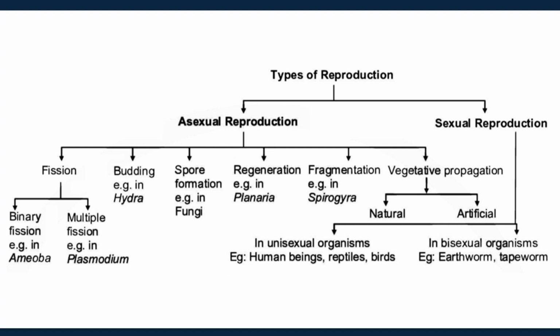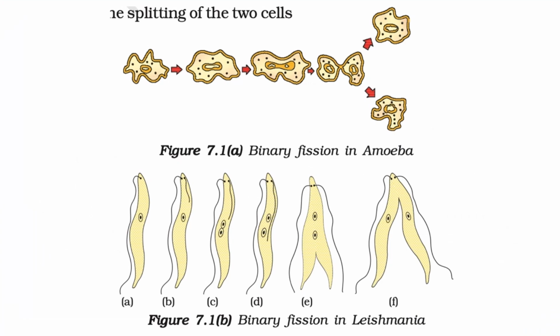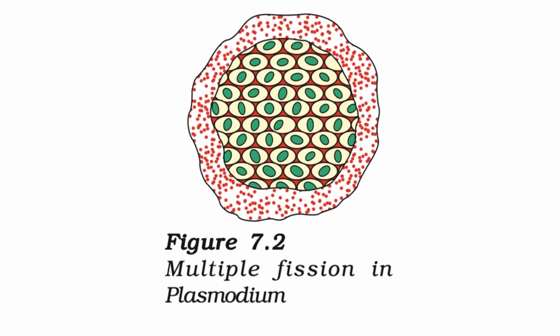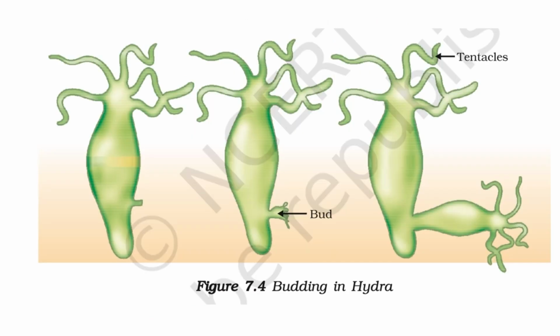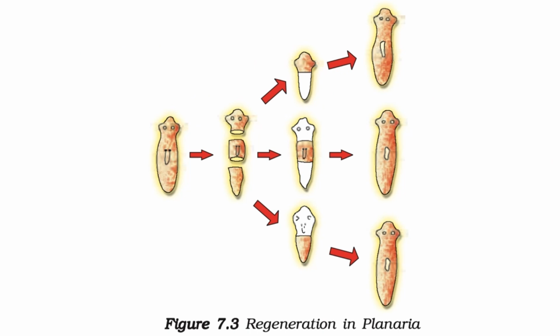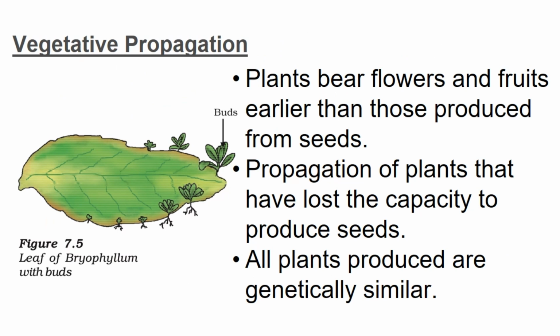Let's move to the next chapter, how do organisms reproduce, where we learn two types of reproduction, asexual and sexual reproduction. Under asexual reproduction, first type which we learned is binary fission. Learn the diagram of binary fission in amoeba, then the binary fission in Leishmania, which happens in a definite orientation. Diagram is also important. Then we learn multiple fission in the malarial parasite Plasmodium, budding in unicellular organism yeast and budding in multicellular organism, that's Hydra, regeneration in planaria. We learned about vegetative propagation and its advantages. It is listed on the screen. Please go through that.